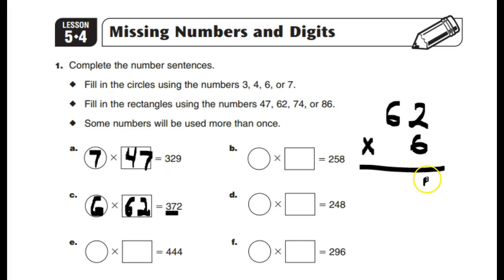6 times 2 is 12. Carry that 1. 6 times 6 is 36, plus 1 more is 37. And there we have it. We have our answer, 372.